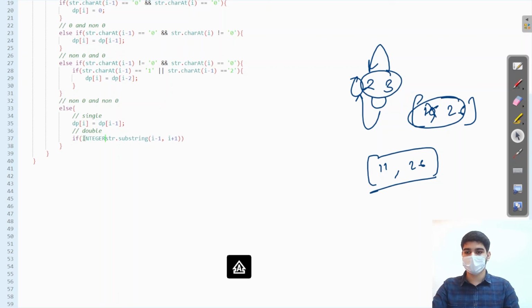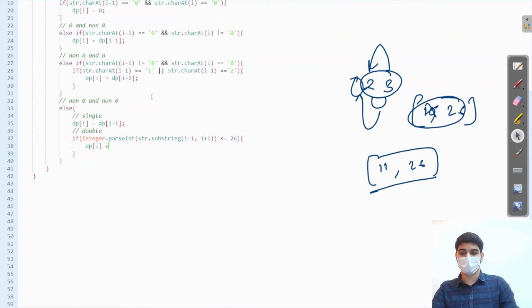What I can do is simply convert this into an integer using the function Integer.parseInt. This would convert this substring into an integer, and this should be smaller than or equal to 26. Now, when it's smaller than or equal to 26, I can also add. So I would add to dp of I, I can add I minus 2 as well. This would be my case.